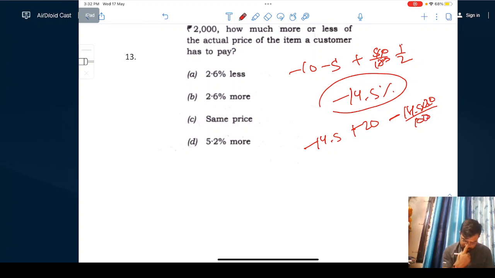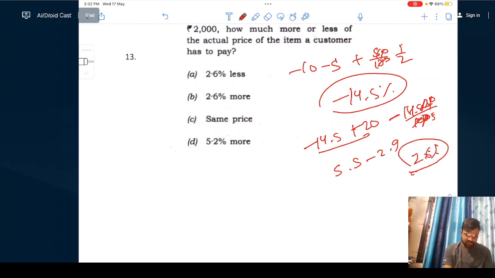Okay, this is the thing. So this is by 5, so this is 5.5. 5.5 minus 2.9, so this should be 2.6%. This is a gain of 2.6%. Okay, this is positive. This is how you see successive discount will work.